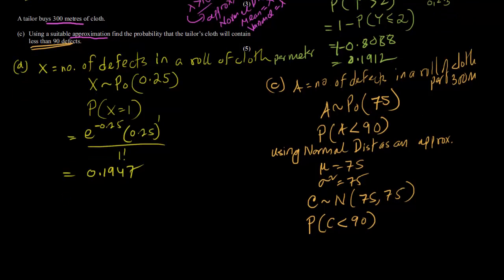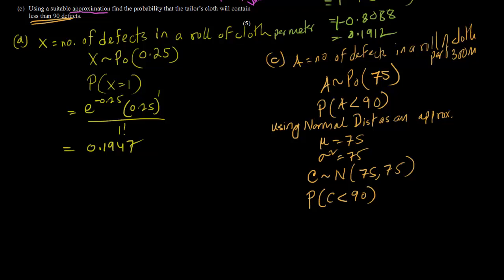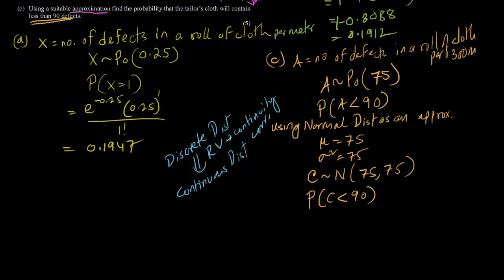Now let's talk a little bit about continuity correction. The concept of continuity correction is that when you have a discrete distribution like Poisson distribution and when you convert it into continuous distribution like normal distribution, you have to do something to the random variable. The random variable has to go through continuity correction. And this is how you do it. The first thing that you do is you make this equal to. So you have to make this as C is less than or equal to 89. Less than 90 is less than or equal to 89.